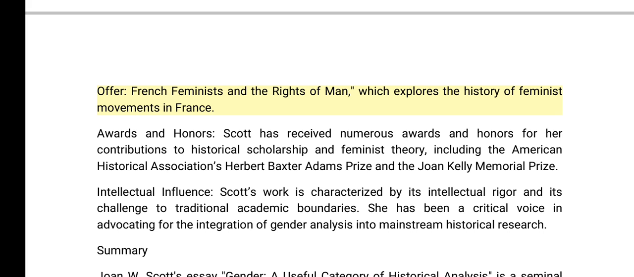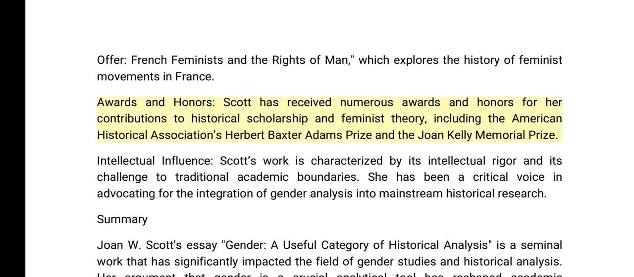Awards and honors. Scott has received numerous awards and honors for her contributions to historical scholarship and feminist theory, including the American Historical Association's Herbert Baxter Adams Prize and the Joan Kelly Memorial Prize. Intellectual influence. Scott's work is characterized by its intellectual rigor and its challenge to traditional academic boundaries. She has been a critical voice in advocating for the integration of gender analysis into mainstream historical research.